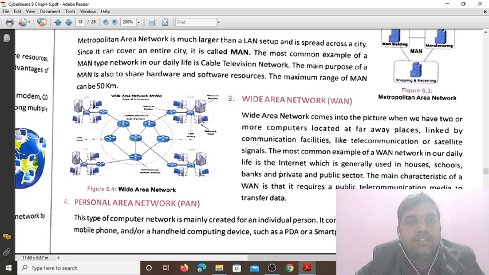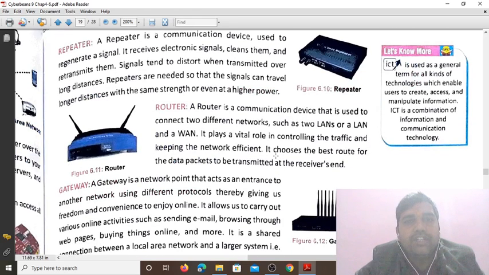Now we'll see the repeater. This repeater is a communication device used to regenerate a signal. Whenever we need to transmit data over long distances, repeaters are applied in between. Because when electronic signals travel, after covering some distance the signals get weakened. So to regenerate the signals so that they move far distances, we provide these repeaters in between.